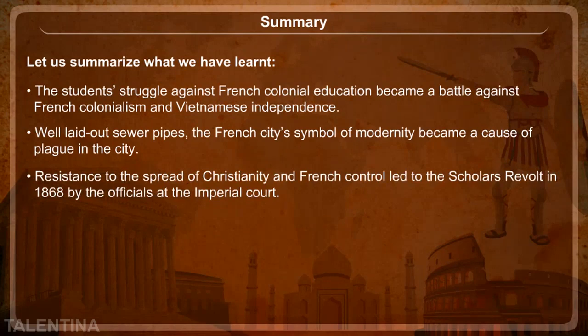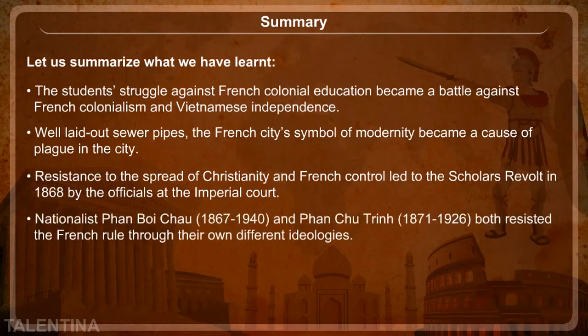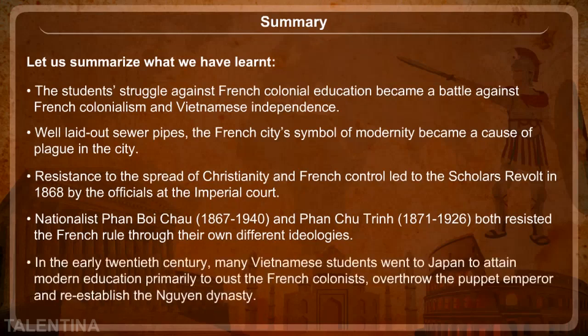Resistance to the spread of Christianity and French control led to the Scholars' Revolt in 1868 by the officials at the imperial court. Nationalists Phan Boi Chau, 1867 to 1940, and Phan Chu Trinh, 1871 to 1926, both resisted the French rule through their own different ideologies. In the early 20th century, many Vietnamese students went to Japan to attain modern education, primarily to oust the French colonists, overthrow the puppet emperor, and re-establish the Nguyen dynasty.